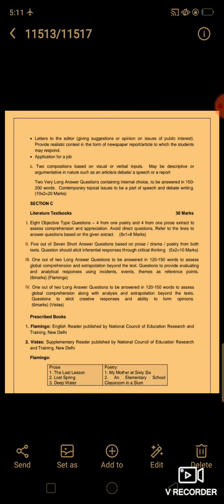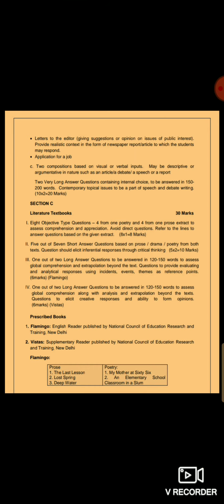Next, 1 out of 2 long answer questions to be answered in 120 or 150 words to assess global comprehension and extrapolation beyond the text. Value based questions, you can say, means directly you do not get these questions from a book, and you have to apply your own comprehension, your own understanding. These questions are from beyond the textbooks, so they are to be answered in either 12 or 15 lines, and these questions will be asked from the book Flamingo, and it will carry 6 marks.